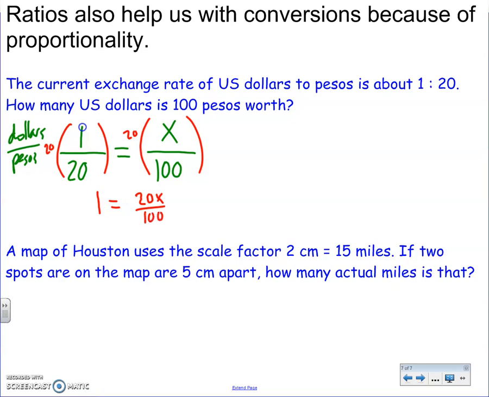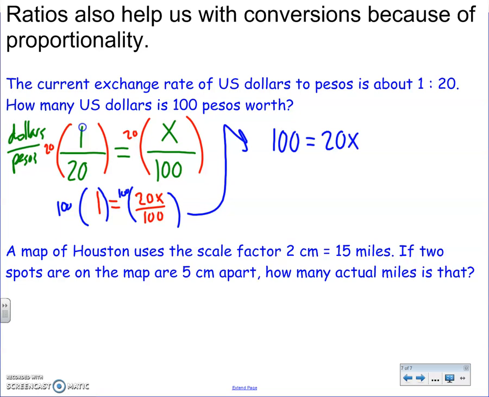I could reduce. Your life actually gets easier if you reduce, but some kids don't like reducing or doing extra work, so they'll just get rid of the next fraction. I'm multiplying both sides by 100. This will still work. All right, 100 times 1 is 100. And 100 on the right side cancels that bottom 100, so this equals 20x. Look, we now have a problem with zero fractions. Divide both sides by 20, you get 5. All right, and this is 5 dollars. So that should make sense. $1 is 20 pesos, $5 is 100 pesos.